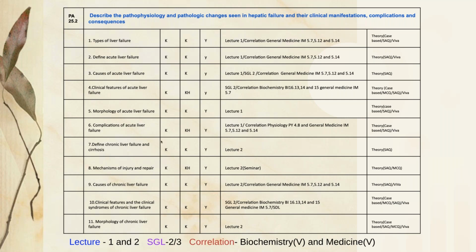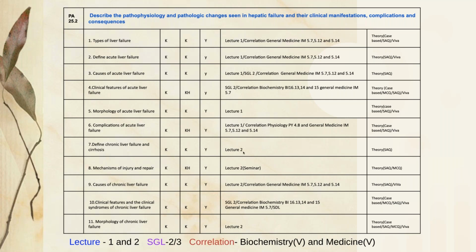So if anything needs to be deleted or added on, you can tell me. Lecture, correlating with physiology. I've put the physiology competency here and general medicine. So again, theory, case-based or short answer question, or viva as the mode of assessment. Define chronic liver failure and cirrhosis.